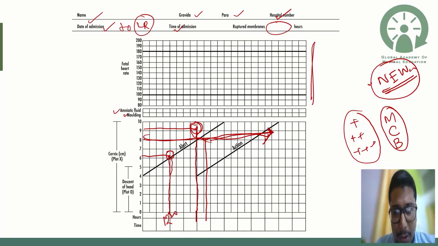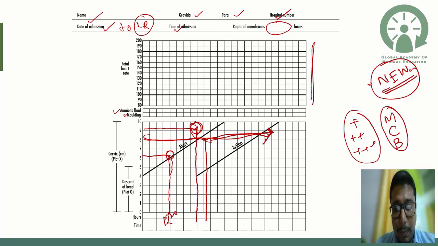Whenever a parturient enters the labor room, her first plot will be on the alert line, because we have to be alert always. So suppose somebody is getting admitted at 12:30 p.m. on a certain date. We write 12:30 p.m. here, and then we plot her directly at the 6 centimeter dilatation point.